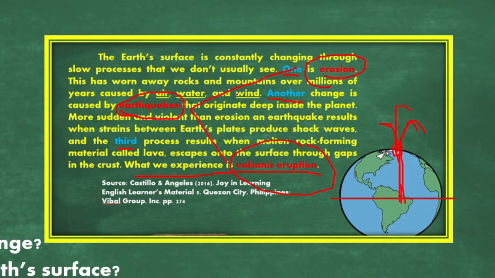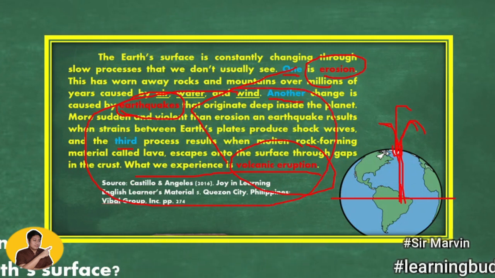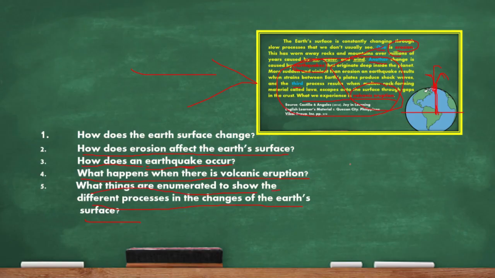This process is called the enumeration process, or simply this text. This particular paragraph is categorized as the enumeration type of text because we enumerate. When we say enumerate, we give the kind or the type of something one by one. We are presenting them one by one, and we call that enumeration. Erosion, earthquake, and volcanic eruption.